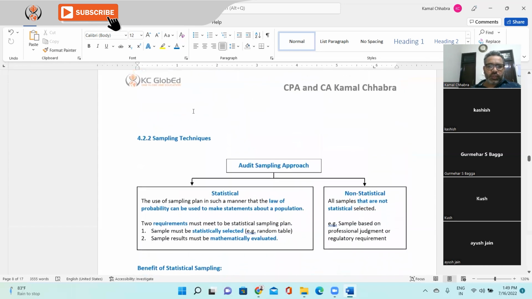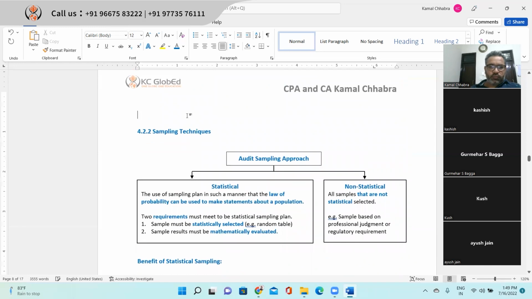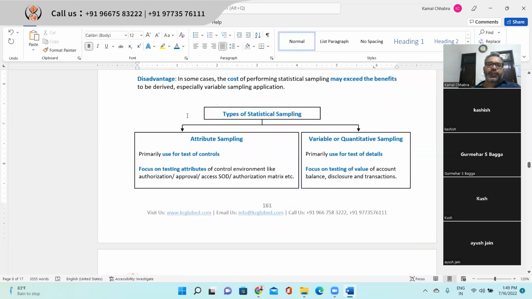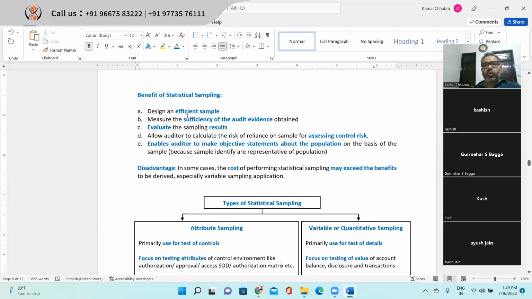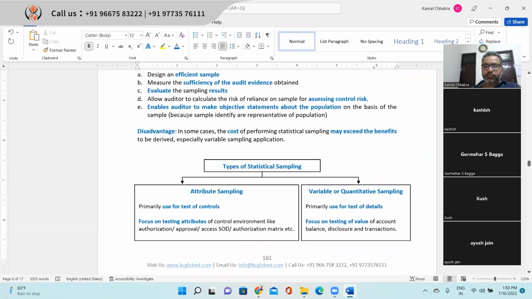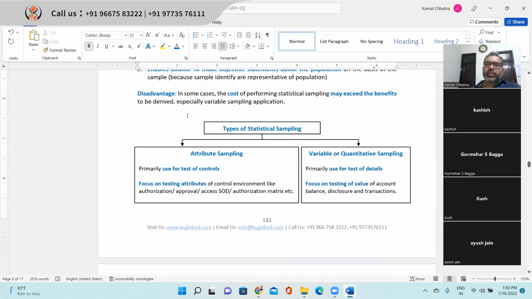So next is types of statistical sampling. So two types of approach, statistical and non-statistical, right? Now we are coming to the detail of the statistical testing approach. So first one is attribute sampling. Second is variable sampling, which is quantitative sampling.